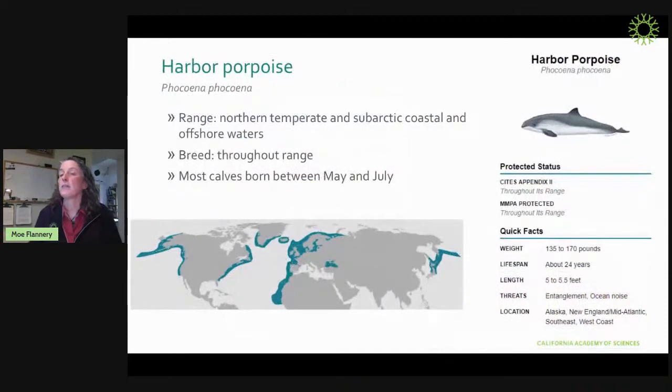So we're going to start with the harbor porpoise. Harbor porpoises are the most common small cetaceans seen in the San Francisco Bay Area. They're all over the world, in north temperate and subarctic coastal and offshore waters. And they are very small. They're about 5 to 5.5 feet long as adults, and they weigh 135 to 170 pounds. Again, males and females are very similar in size.